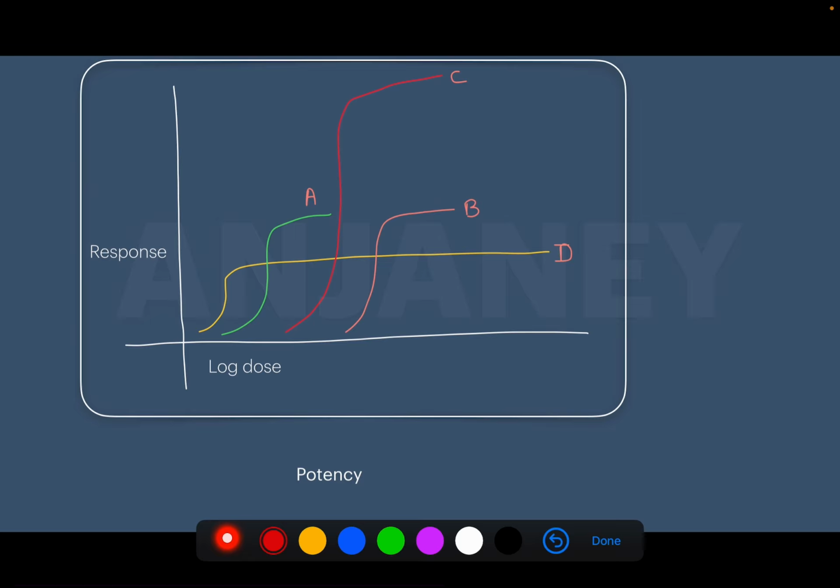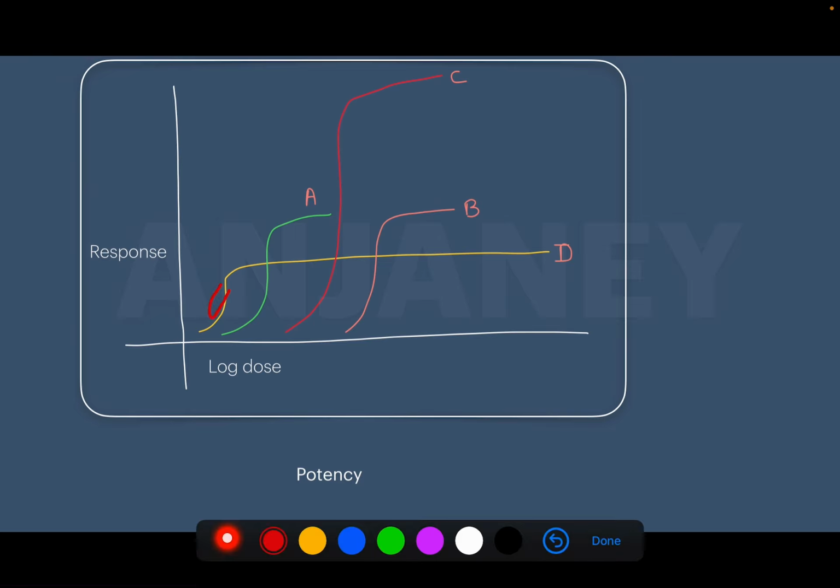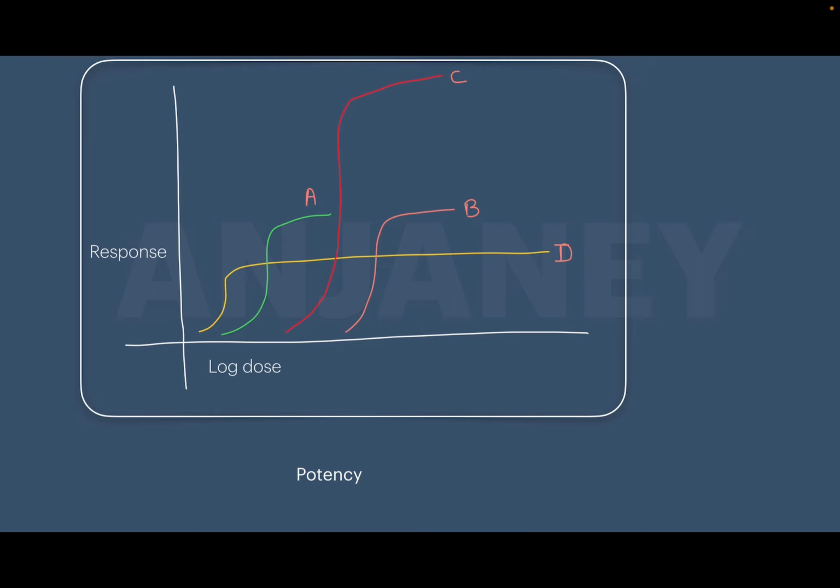So now let's compare potency and efficacy. For potency, I know the left side, whichever is taking low dose, is more potent. So the most potent one will be D, then A, then B, and then C. Done. So the potency will go like this, and efficacy from top to down. C is producing the maximum response, so C, then A equals B, and then D at the least.